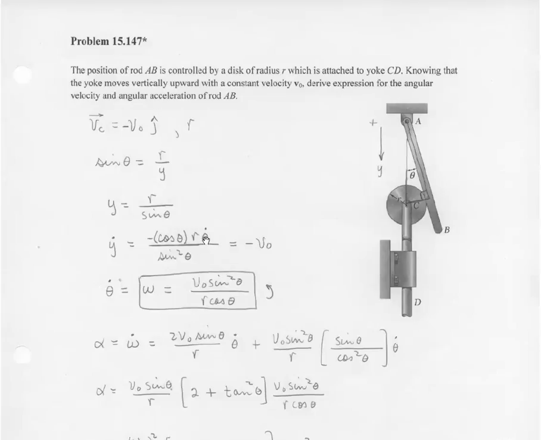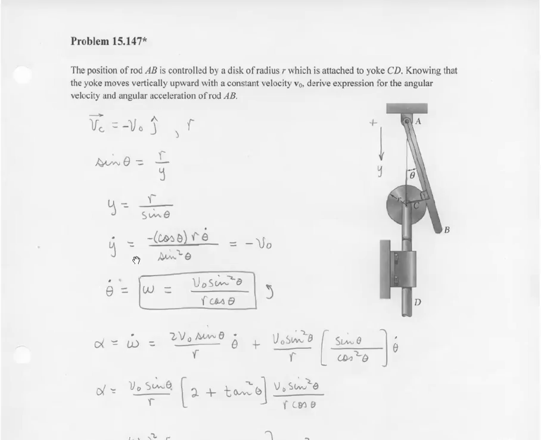Theta dot here is our omega, and when you solve for omega, the signs go away, and you end up with V naught sine squared theta over R cosine theta. It is a positive number, so it is a counterclockwise rotation, which obviously it's going to be if this is moving upward. Now, to get the expression for alpha, we want to do omega dot. The angular velocity is not changing direction, it's just changing magnitude.